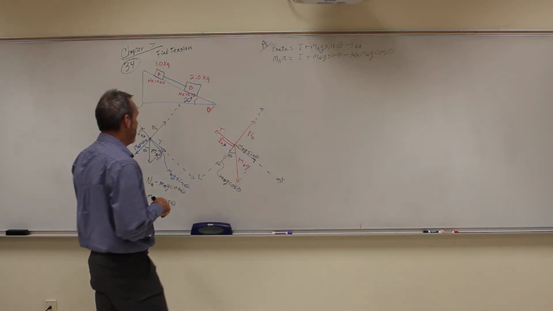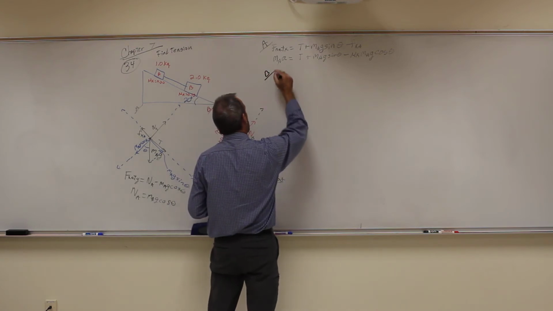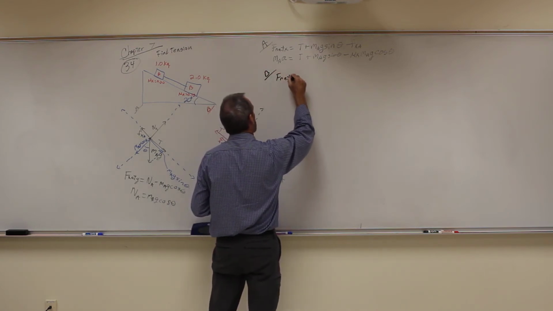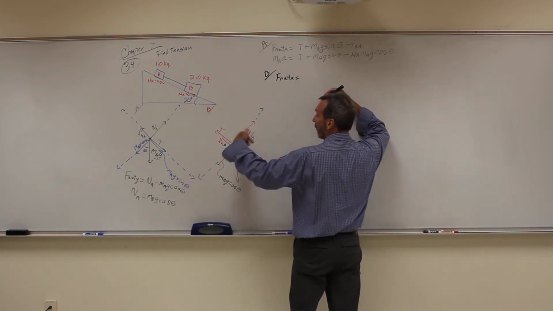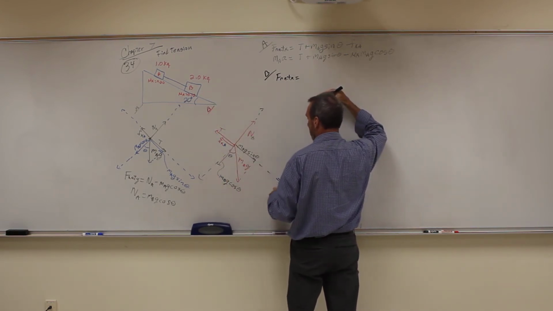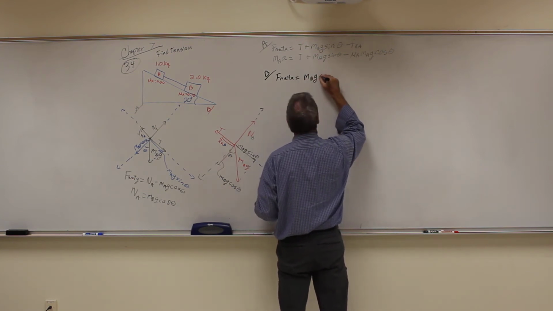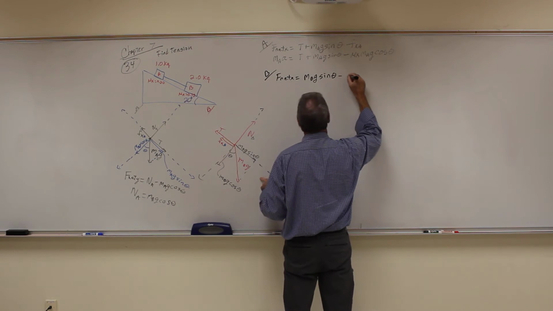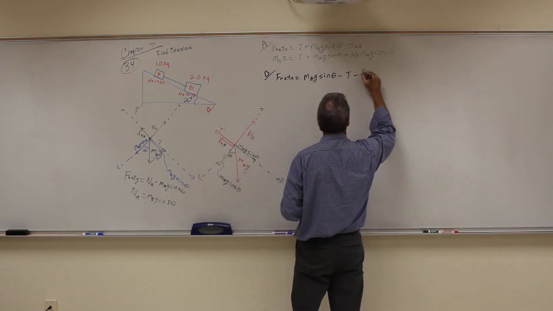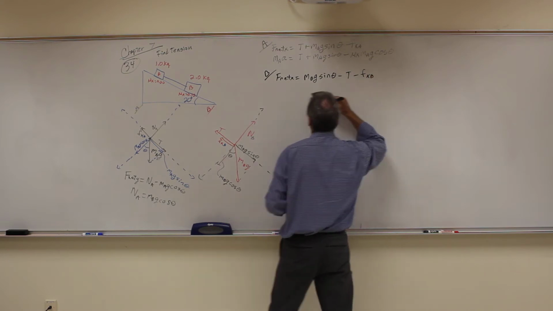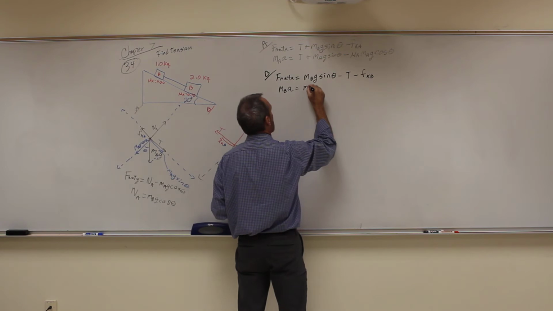So let's go to block B. For block B, I'm going to do F net x. And F net x is going to be equal to, positive is still the same direction because they're both going the same direction, so positive is still this way, mBg sine theta minus tension minus the friction force. And this has to be equal to mB times its acceleration.